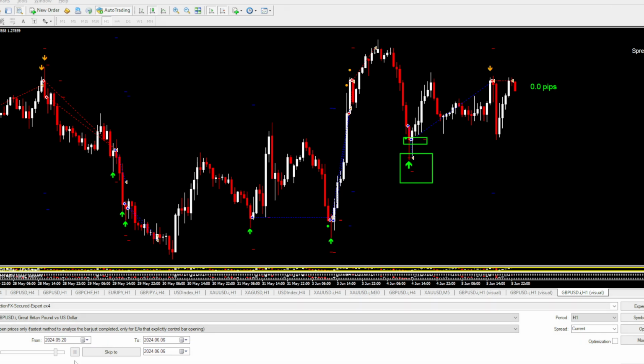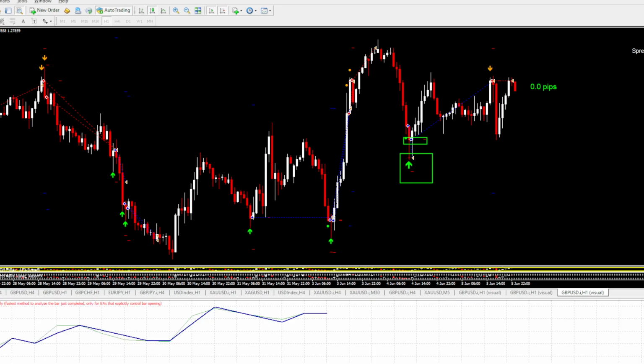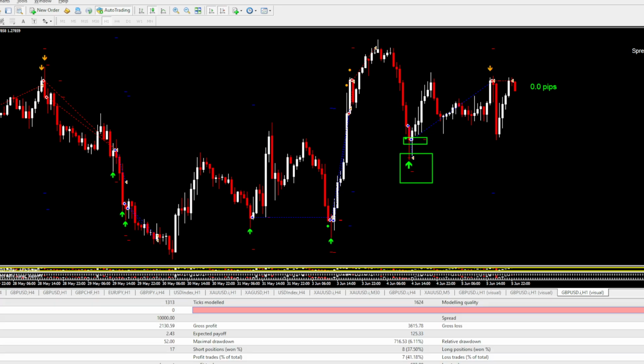So let's check the statistics of the result. So this is the graph. With one lot size we gain 2,000 US dollars profit, with a drawdown of 6%.